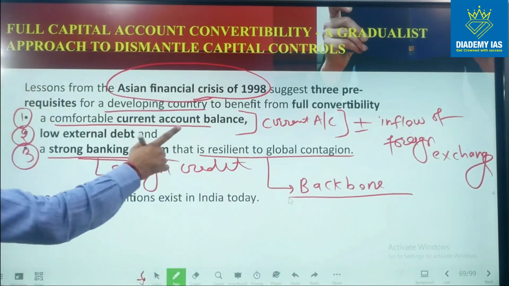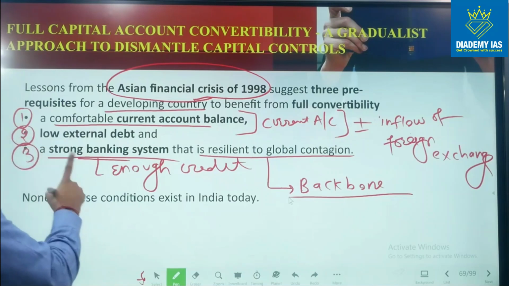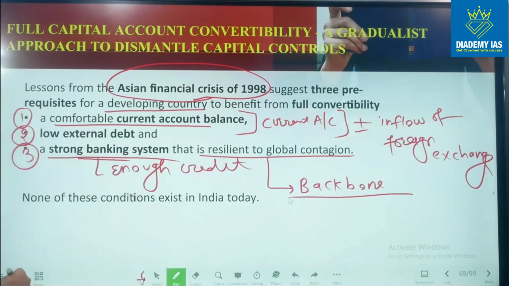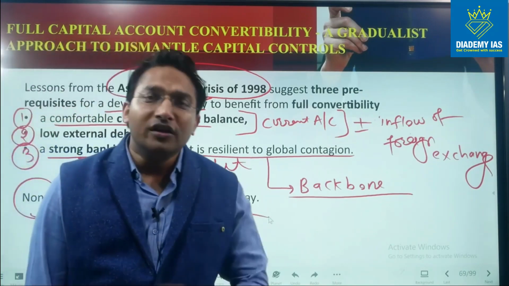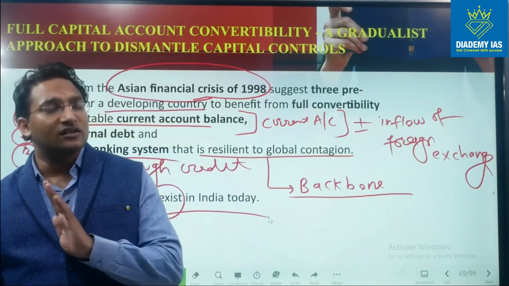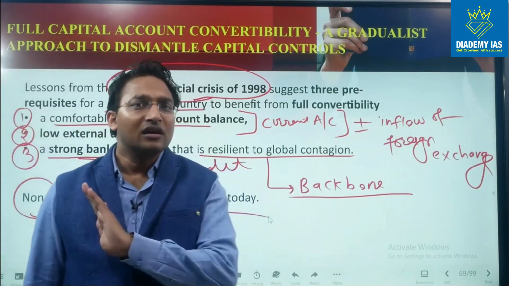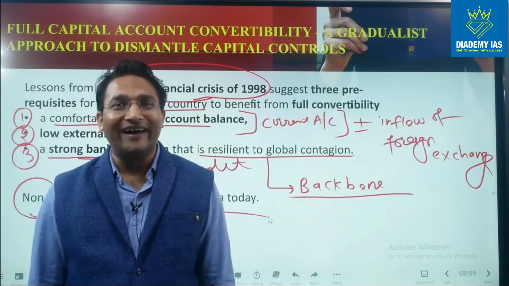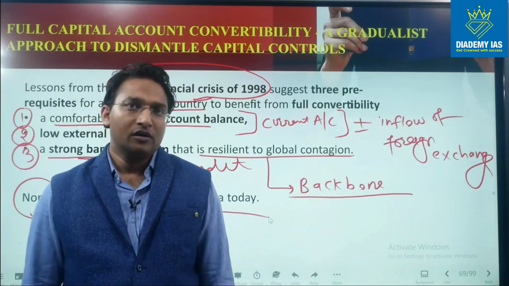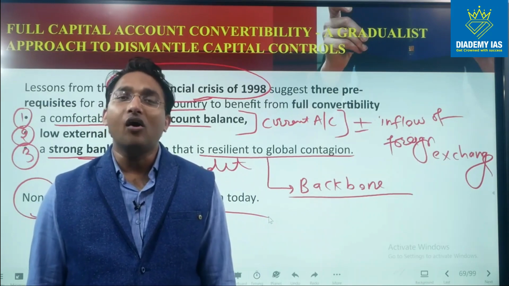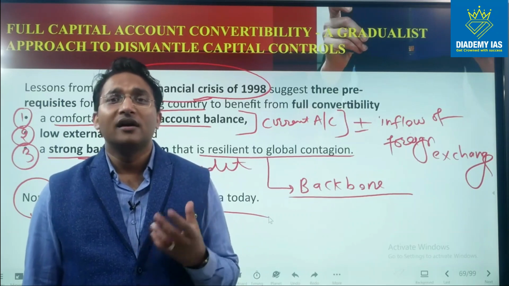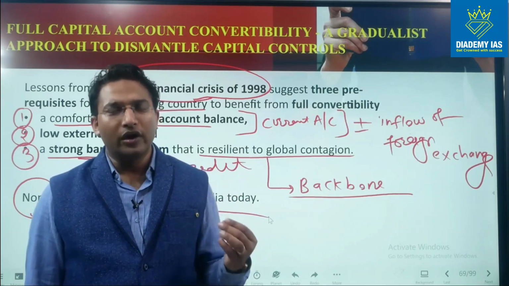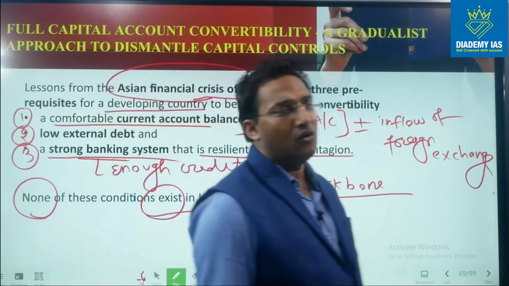So current account surplus, low external debt and a strong banking system. These three are the requirement, and unfortunately none of these conditions exist in India today. None of these three preconditions are satisfied in the context of India. So can we say that we are not equipped, we are not at the right place to introduce the fuller capital account convertibility?